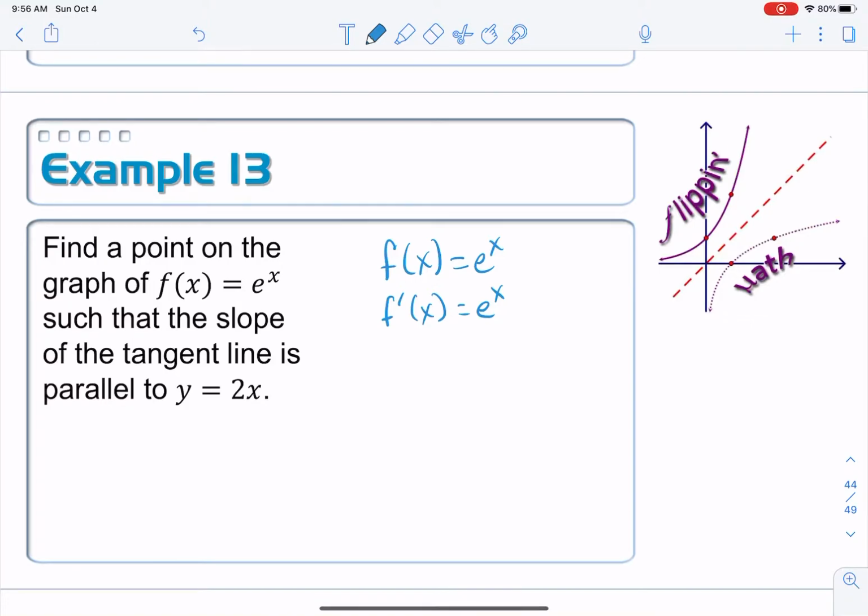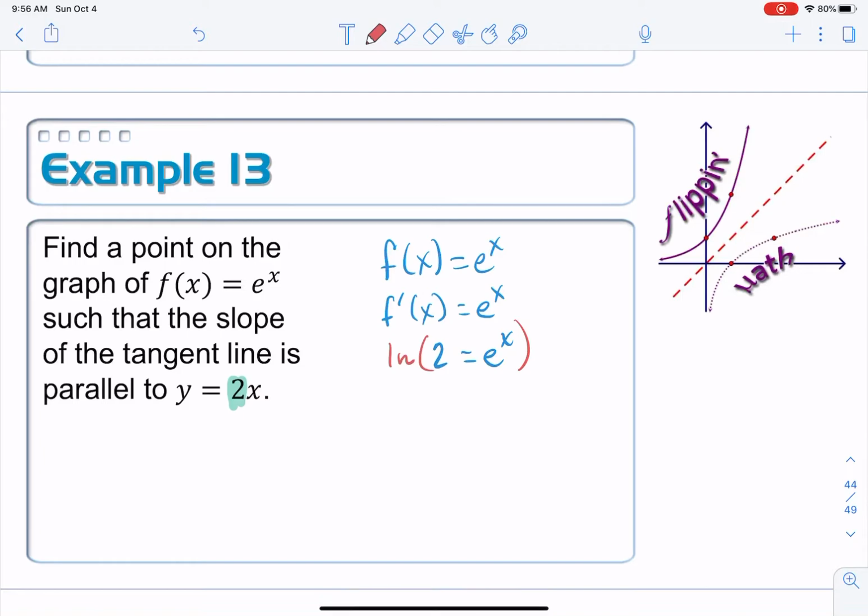Anyway, so we said that our slope has got to be equal to 2 if it's going to be parallel to that. So we're going to set our derivative equation equal to 2. All right, I've got an exponential equation, and I've got to solve this thing for x. How to get this x out of this exponent? I've got to do the inverse of exponentiating, which is taking the log of both sides.